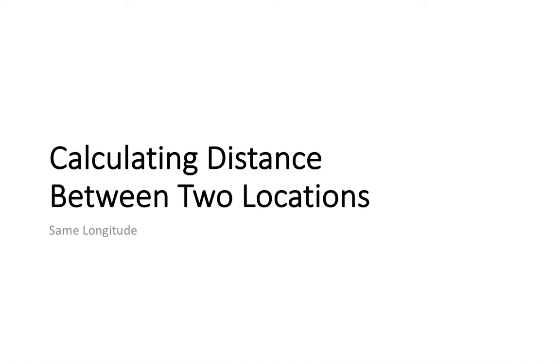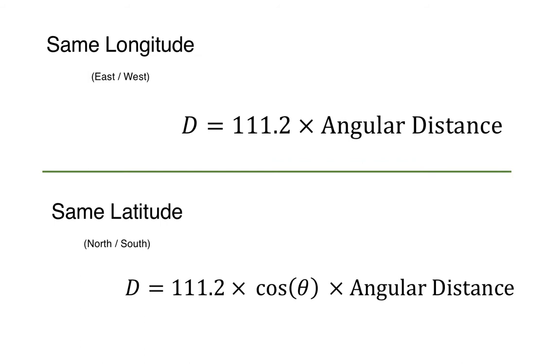This video is going to have a look at calculating the distance between two locations using their longitude and latitude coordinates where they've got the same longitude coordinates. So when we're calculating the distance between two locations, there's two formulas we can use depending on whether we have the same longitude and same latitude.